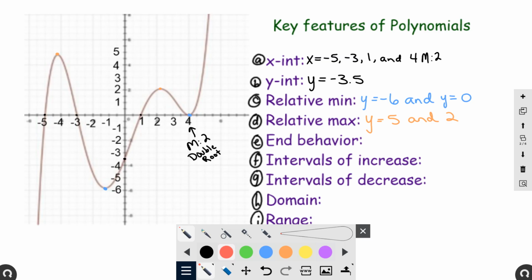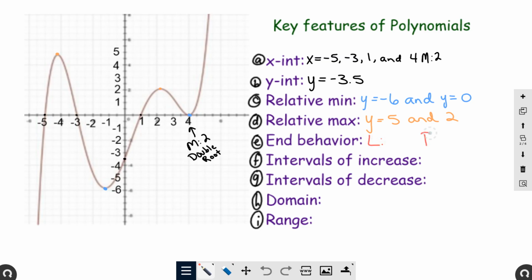All right, end behavior. You want to look at the left side and the right side, and you want to look at where the ends point. So this end points down, so down to -infinity. And the right side points up to positive infinity. Up infinity. I like it.